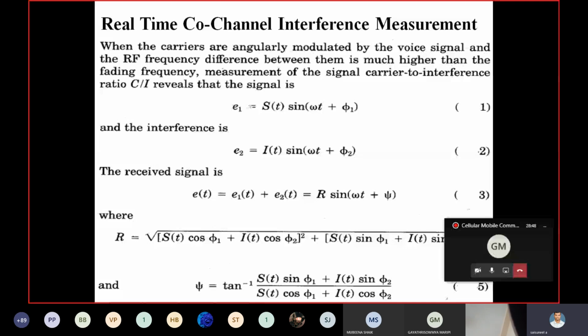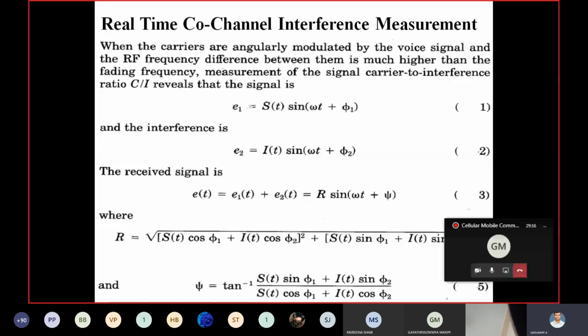See, this is the difference: the original received signal and the interference signal. The original signal is E1, equal to S of t sine of omega t plus phi 1, and E2 is equal to I sine of omega t plus phi 2. Now what is the received signal? It is the combination of the original signal plus interference. That's why the received signal E of t is equal to E1 of t plus E2 of t.